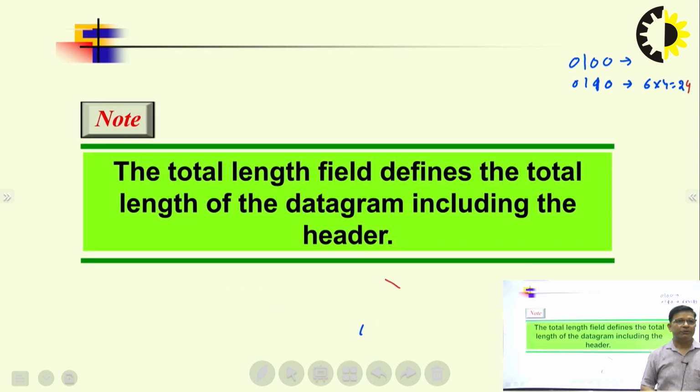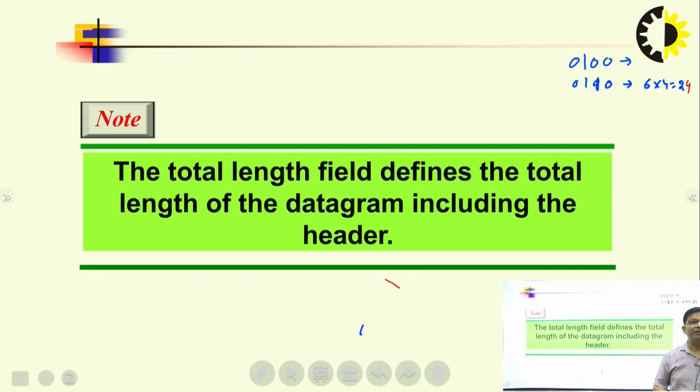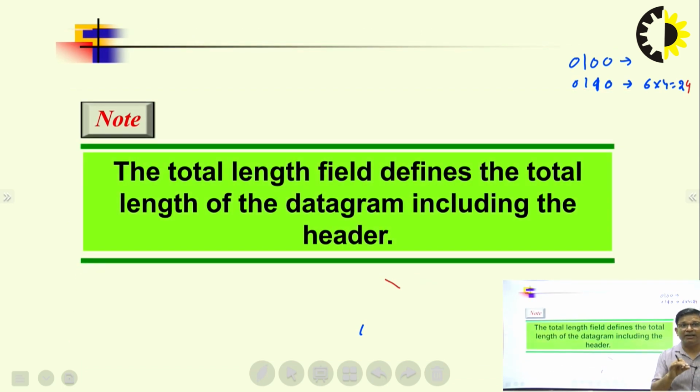Okay. So the total length. The next field is total length. The total length defines the total length of the datagram including the header. So to calculate the data, we have to subtract the header size from this.